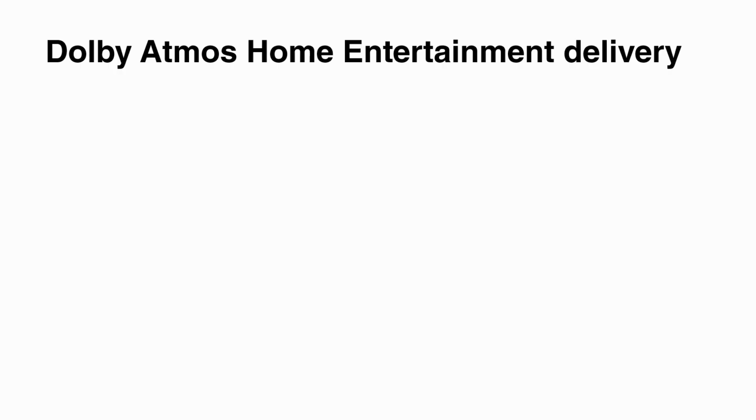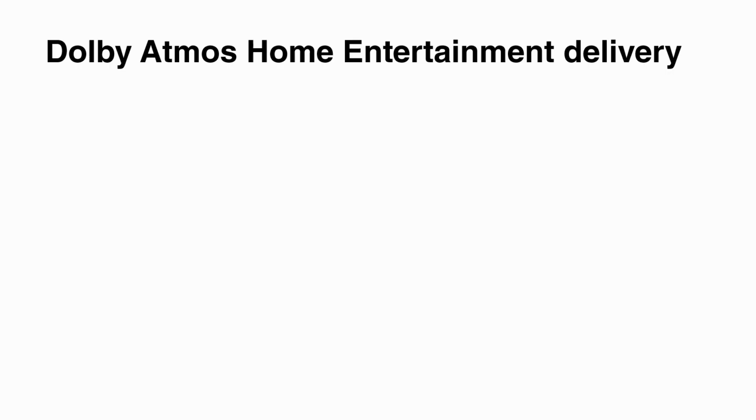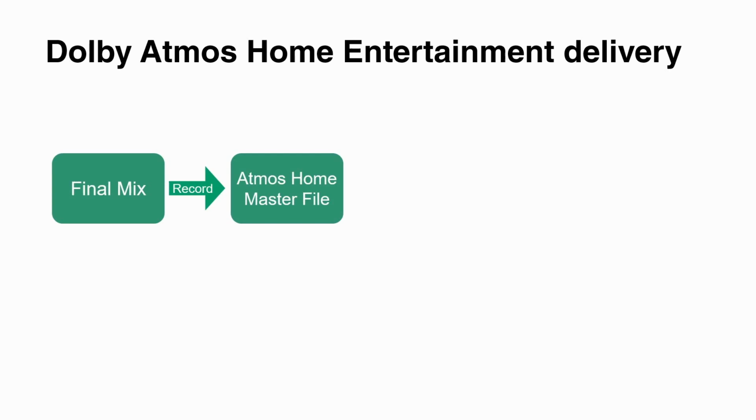Okay, moving along to the end of the food chain, let's say we have created a Dolby Atmos soundtrack. How does it actually end up in our living room, or where we want to have it, on a Blu-ray or on streaming? First of all, we have a final mix, and the final mix is being recorded into an Atmos Home Master file. That is basically just one file that contains our whole mix, including the metadata, including all the audio elements.